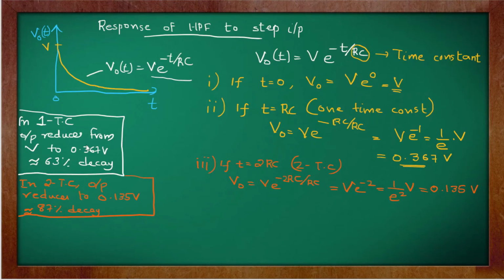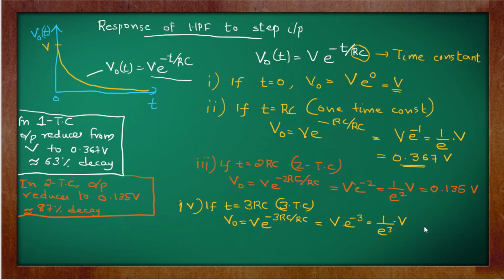Let us see what happens at 3 time constant. If t is equal to 3 RC, what happens? 3 RC means 3 times the time constant. Then V naught is equal to V e raised to minus 3 RC divided by RC, that is equal to V e raised to minus 3, that is equal to 1 by e cube into V.